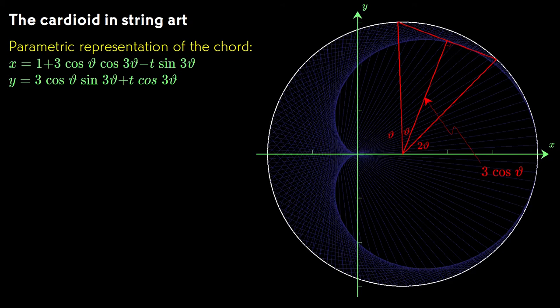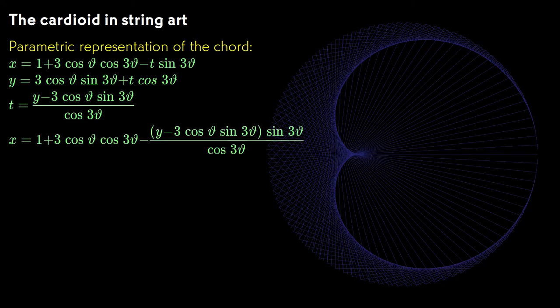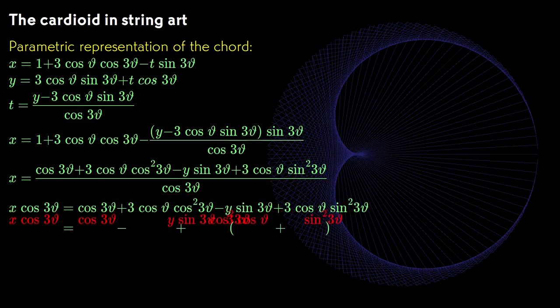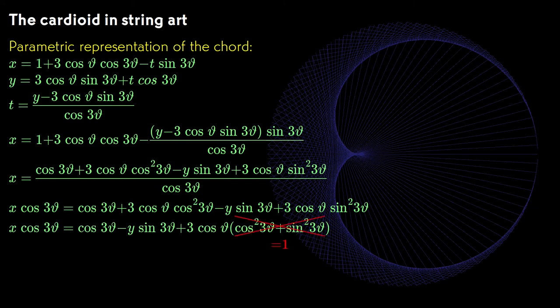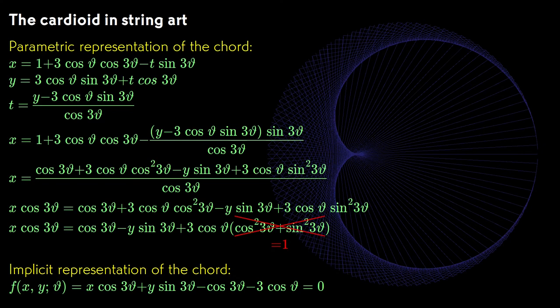This needs to be made into an implicit representation. We've done this a couple of times, and the procedure is similar each time. Solve for t in the equation for y. Substitute into the equation for x and rearrange to make it simpler. Once again, we engage the algebra autopilot. And we have a fairly tidy implicit representation.